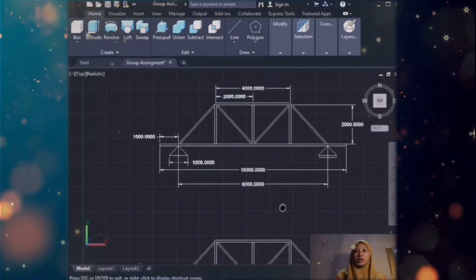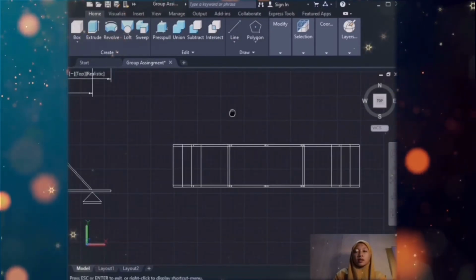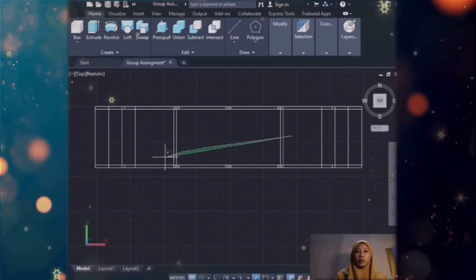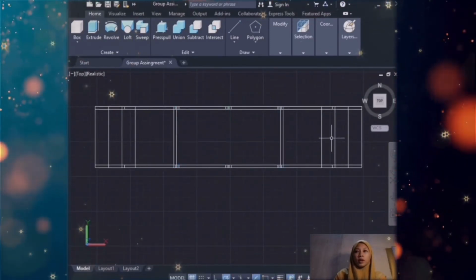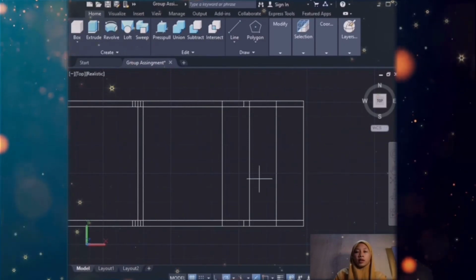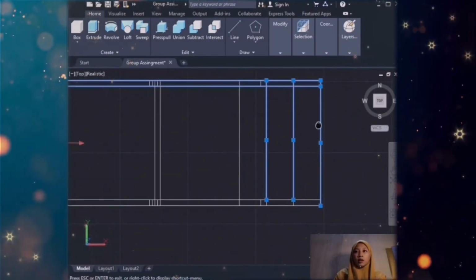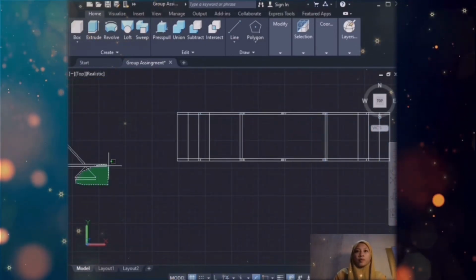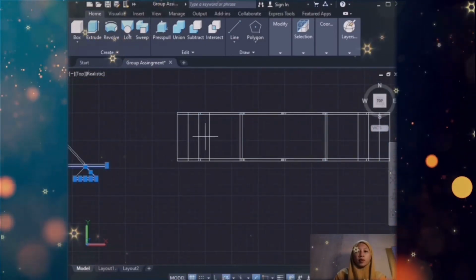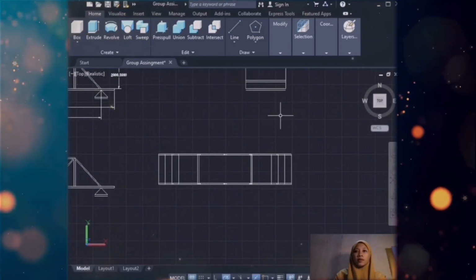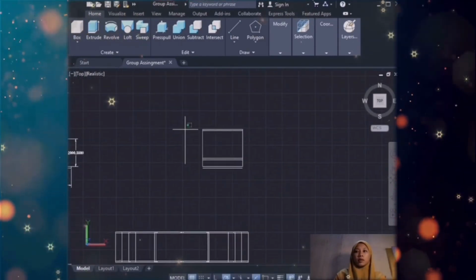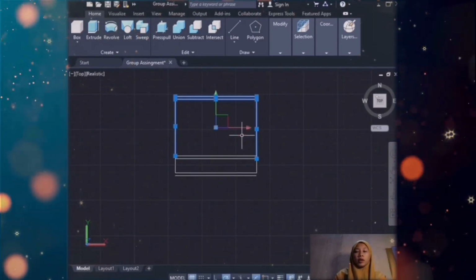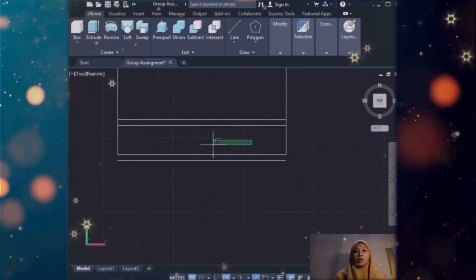This one is top view. This line is roof, and this line is floor. So the last is side view. This line is base contact. This one is point load.